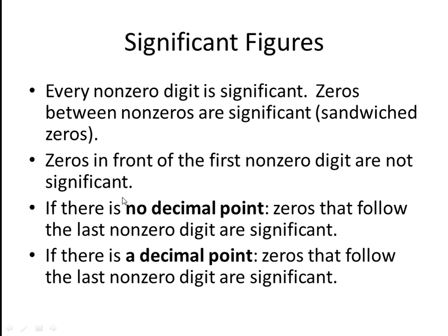So here's a couple of rules on significant figures. And the one that causes you a problem are your zeros. Every non-zero digit is significant.